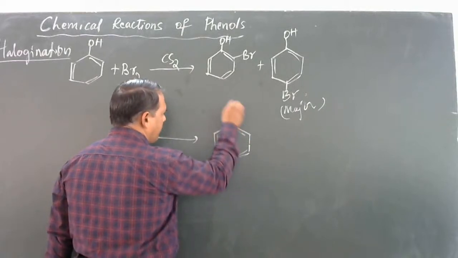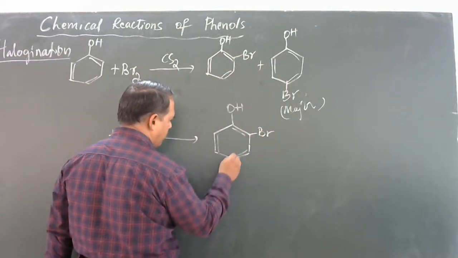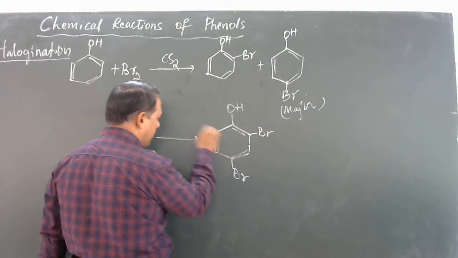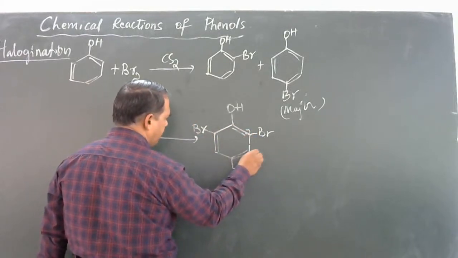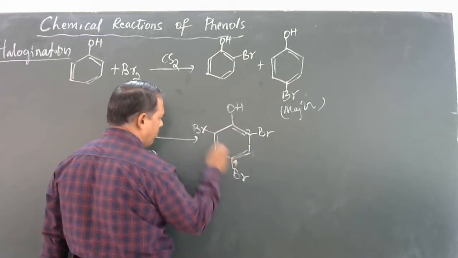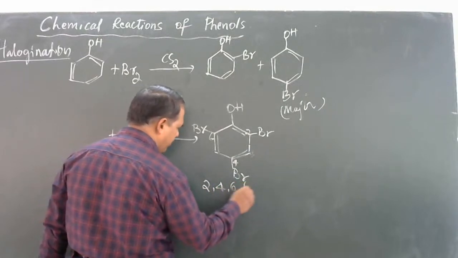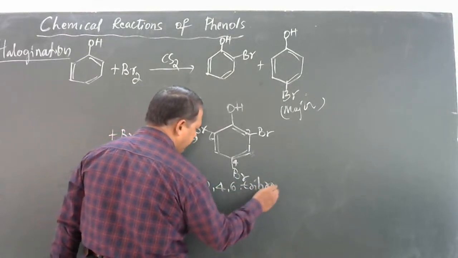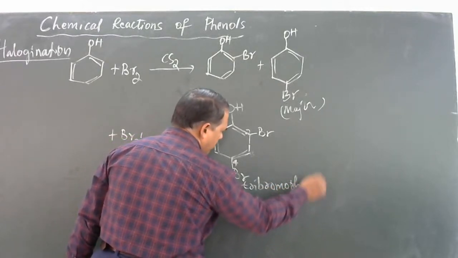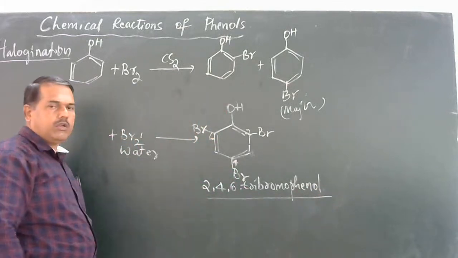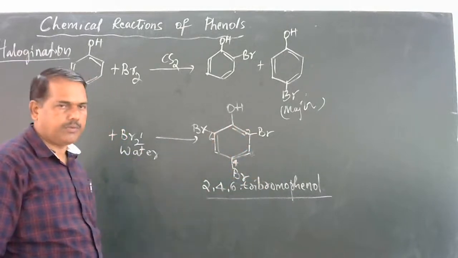So this is nothing but phenol, and one bromine is substituted in ortho, another in para, and another in the other ortho position, therefore it is called 2,4,6. What is the name of this compound? 2,4,6-tribromophenol. Are you clear? So this is called 2,4,6-tribromophenol.